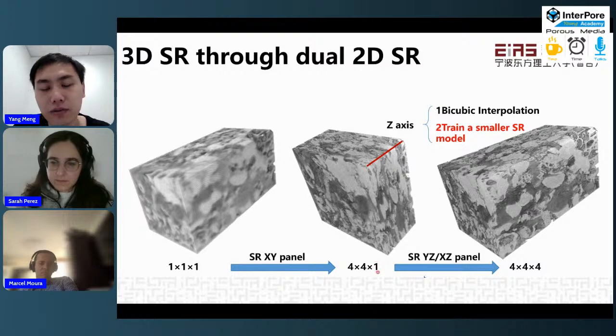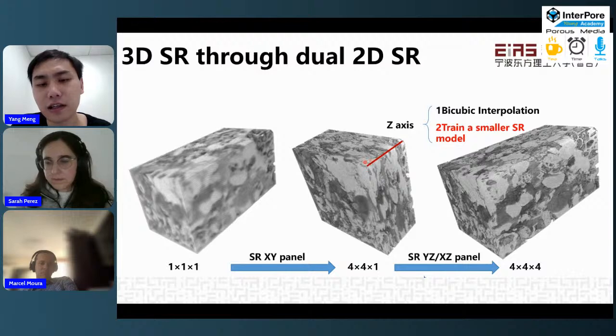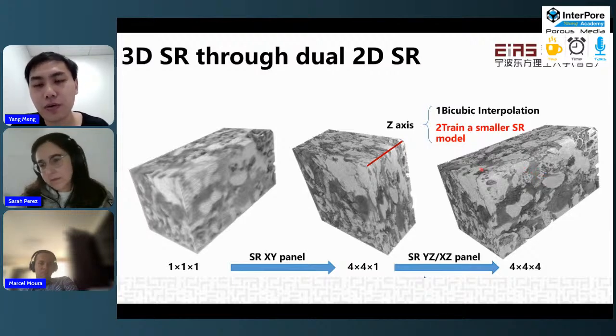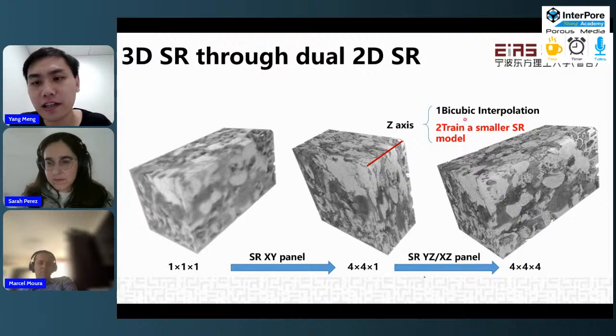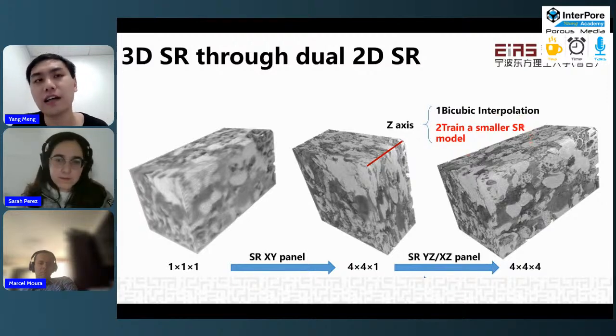So how to achieve real 3D super resolution? We have 2 strategies. The first one is very easy to achieve. We can use tools like ImageJ, using bicubic interpolation only on the z-axis, so you can create the real 3D reconstruction. And for the other, to achieve higher reliability, after the interpolation we also train a smaller super resolution model to map the relationship on the YZ panel or XZ panel to the ground truth. Actually, in the second part, our model shouldn't be called a super resolution model. It's actually a denoising model, because the resolution is kept the same.